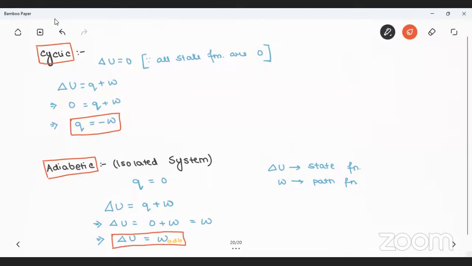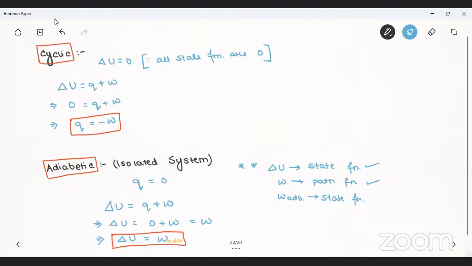Delta U is a state function, which we know from yesterday's class. Only W is a path function. So this W adiabatic becomes equivalent to delta U, and delta U is a state function. So W adiabatic becomes a state function also. Again, this is very, very important. This question has already come in your exam. So up to this, is this part clear?